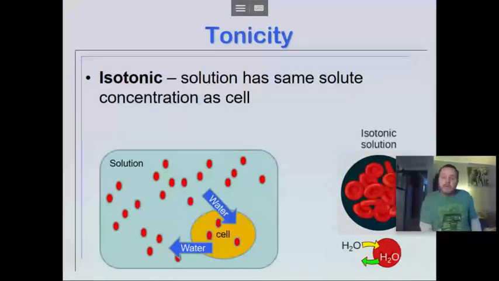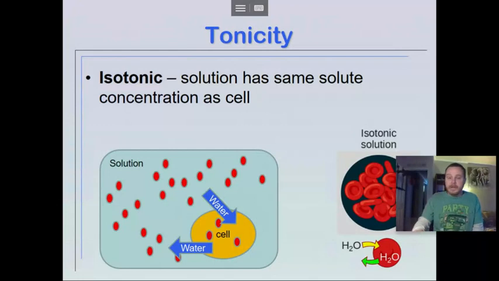Iso, typically in a lot of sciences, when we put the prefix iso on something, that means the same. So isotonic means the solution has the same concentration of the solute as the cell itself. So there's no gradient, so no net diffusion is going to occur. So the cell is perfectly fine.